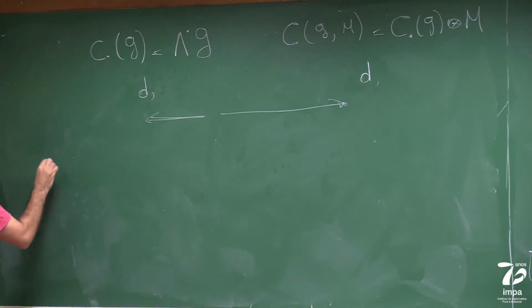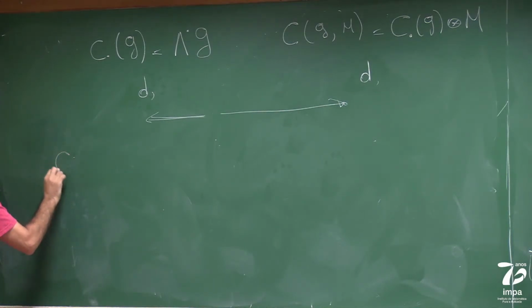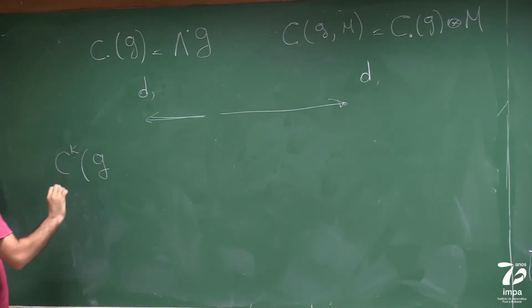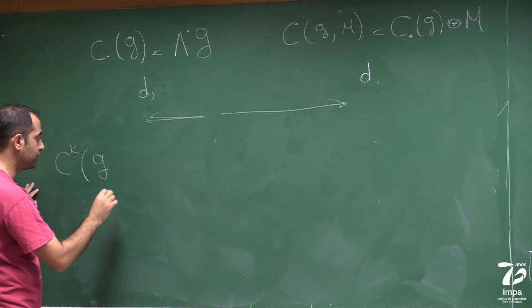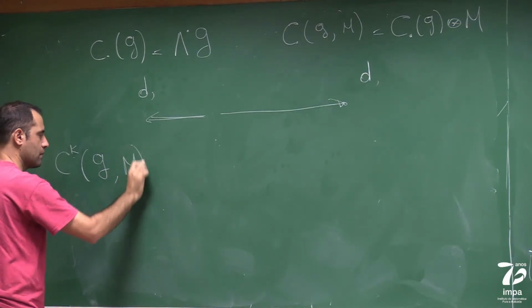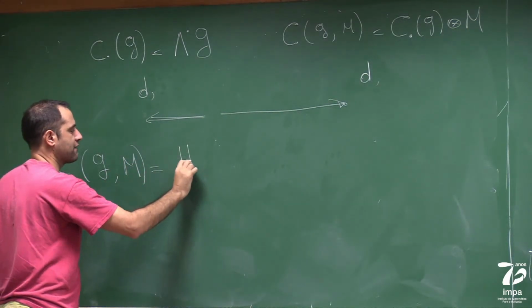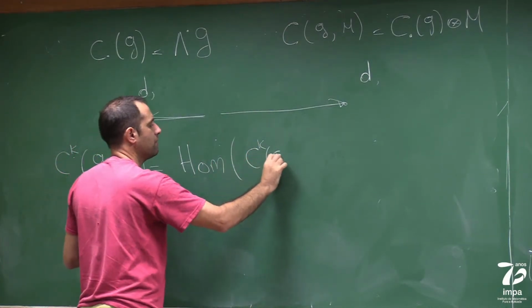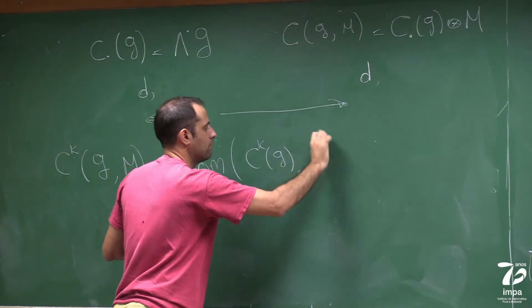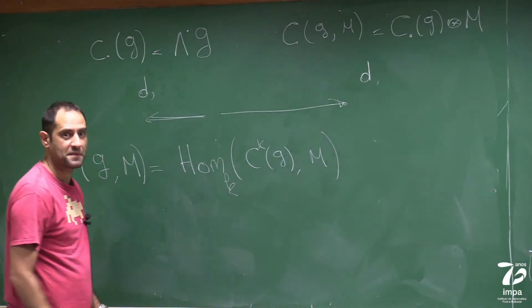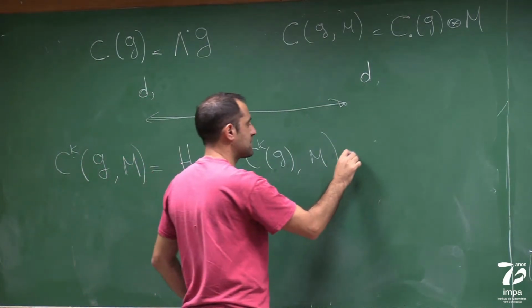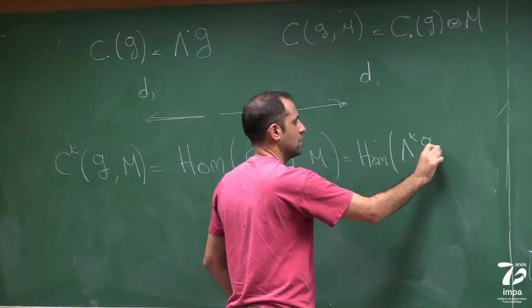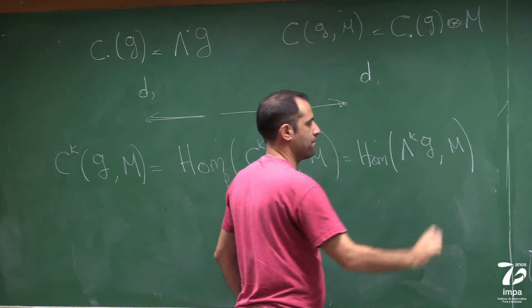And this is going to be the dual. So I'm going to define C^k, let's do this immediately now with coefficients in M. And this is going to be, as a vector space, Hom from C_k of g to M. These are linear maps from C_k of g to M.